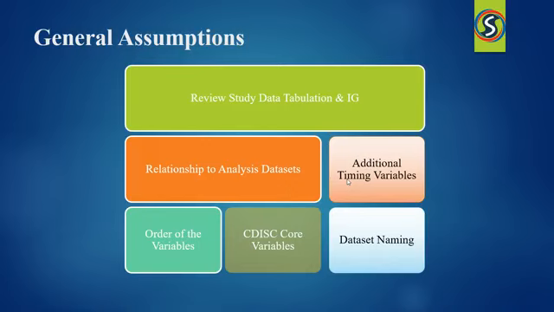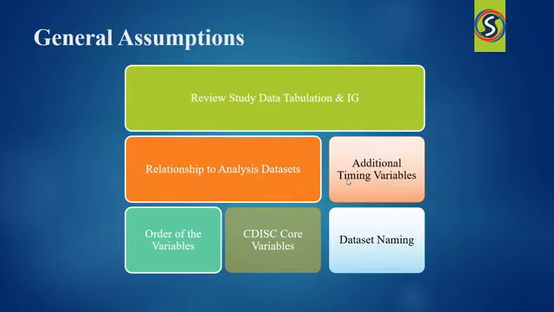Apart from that, we have additional timing variables. These additional timing variables can be added as needed to a standard domain model based upon three general observation classes, except where discouraged in assumptions as well as in your specific domain assumptions. So these timing variables can be added to special purpose domains only where specified in your SDTM IG domain model assumptions. So these timing variables cannot be added to your SUBJQUAL data sets or to your RELREC.